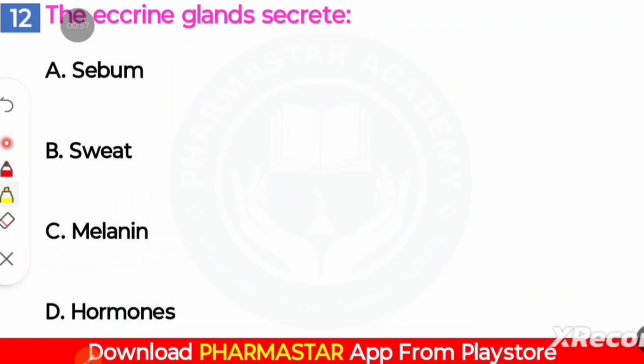The eccrine glands secrete. Option A. Sebum, B. Sweat, C. Melanin, D. Hormones. The correct answer is B. Sweat. The eccrine glands are the primary type of sweat glands found across almost your entire body, and they are responsible for producing a clear watery fluid to help regulate your body temperature.